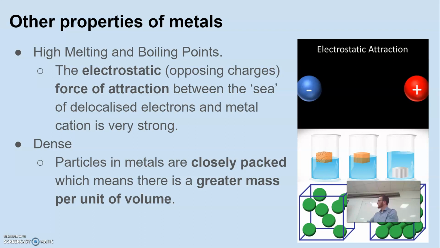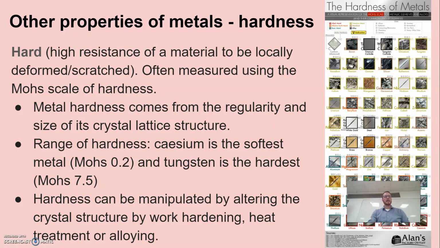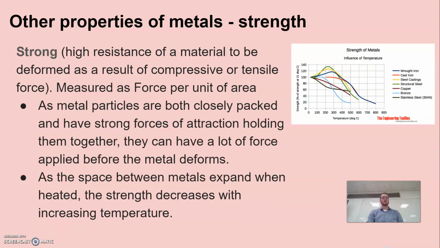Other properties that we don't explore in great detail: they have high melting and boiling points, because of the strong forces of attraction. They are dense, with closely packed particles, which means a greater mass per unit of volume. Hardness, not really going to worry about that, that's extension, but hardness simply means the ability of a harder substance to scratch a softer substance. I mentioned that briefly in ionic compounds. Strength relates to a material's high resistance to being deformed, and you can read more about that later.